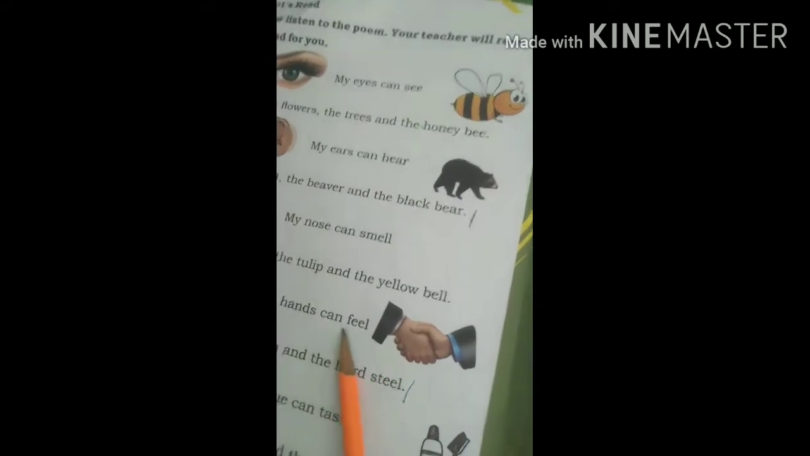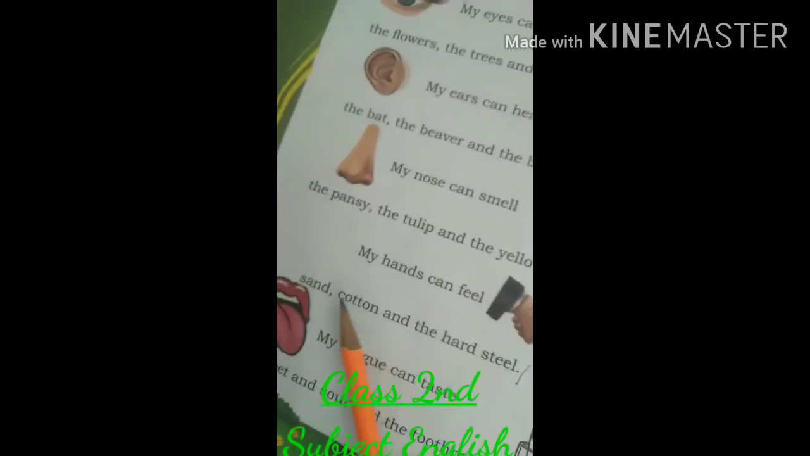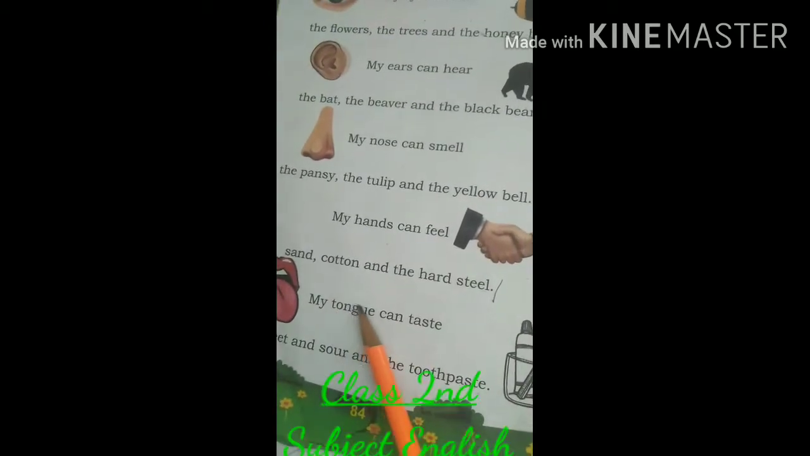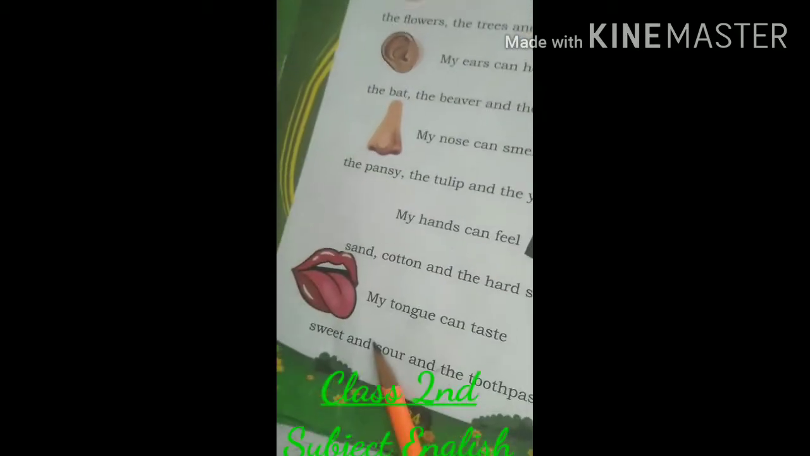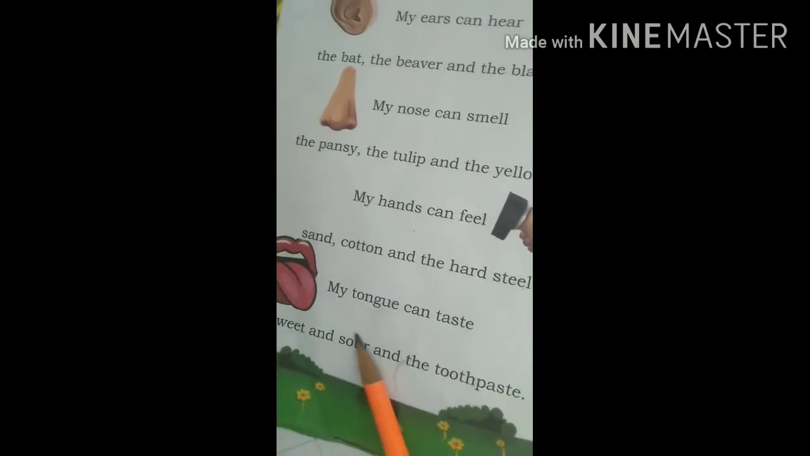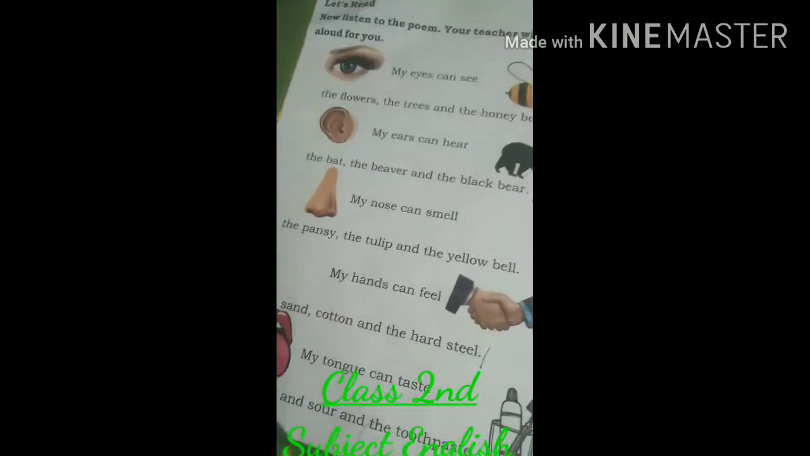My hands can feel sand, cotton and the hard steel. My tongue can taste sweet and sour and the toothpaste.